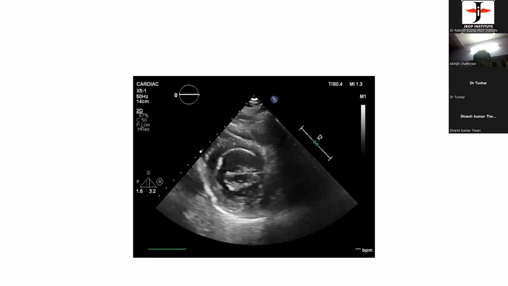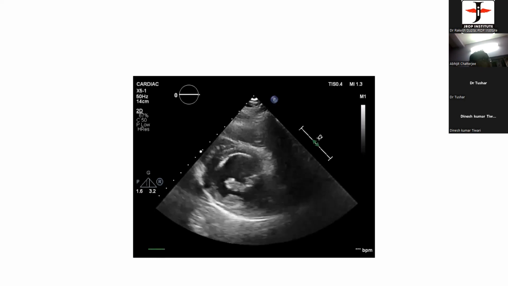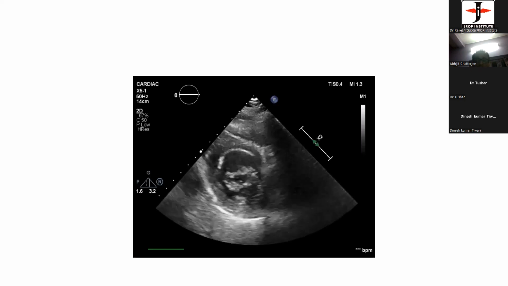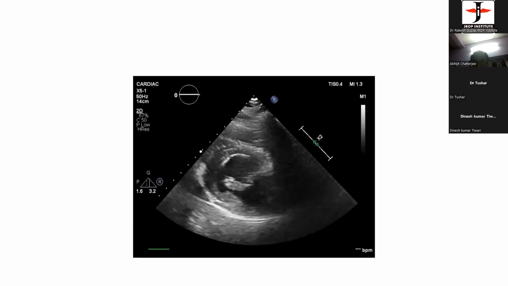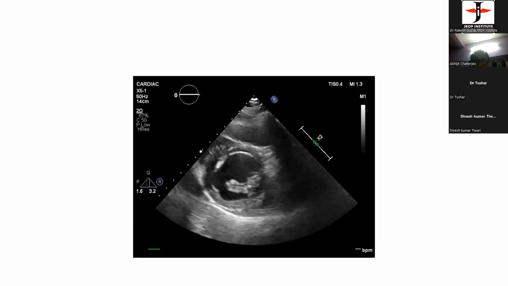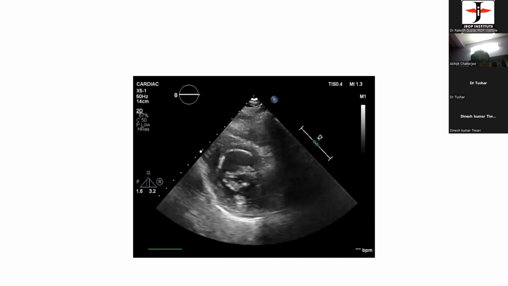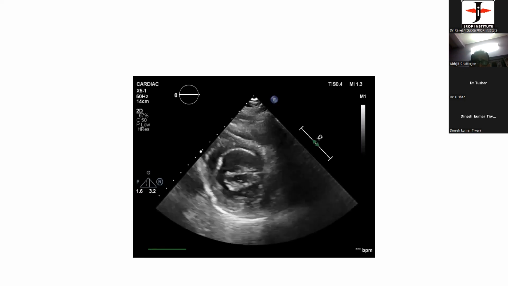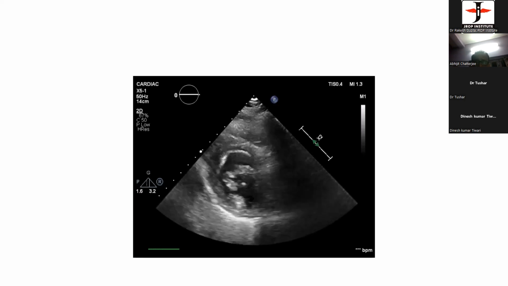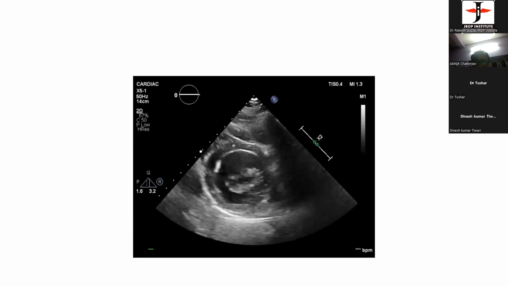What are the two common methods employed in assessing the valve area of mitral stenosis? Just names of the two methods. Planimetry, we use the planimetry method for the assessment of the valve area, and second, sir, we use the pressure half time. The third is the continuity equation, which is not used as of now.